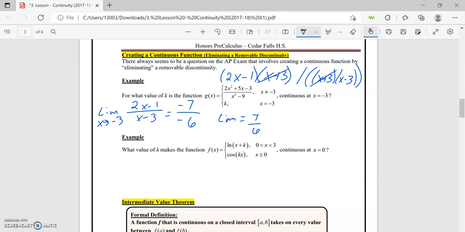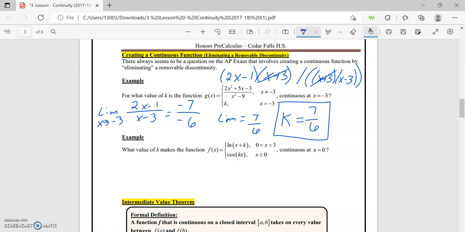So our limit is 7/6. If I were to graph this, what you would find is that we have a hole at x equals negative 3, but the rest of the graph is continuous. Well, if I were to find the limit, which I did, the limit was 7/6. So if k were replaced with 7/6 when x is negative 3, we would fill the discontinuity, or the hole, and we would create a continuous function.